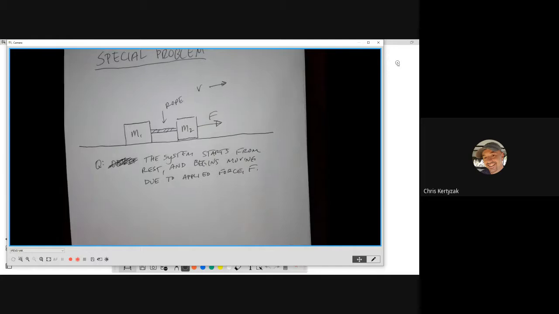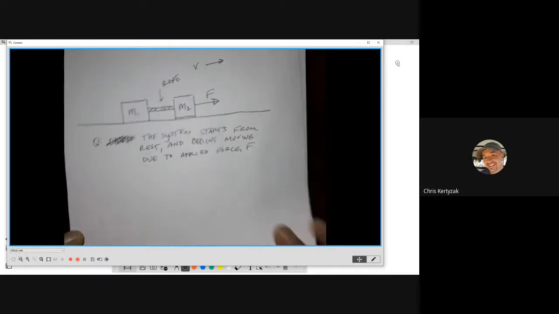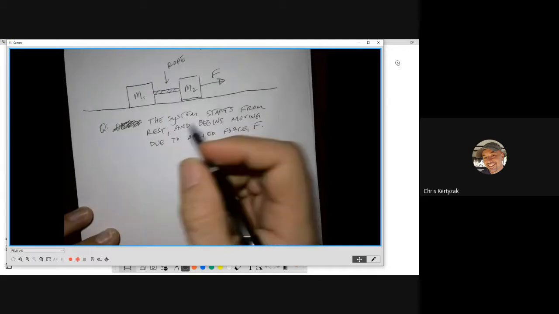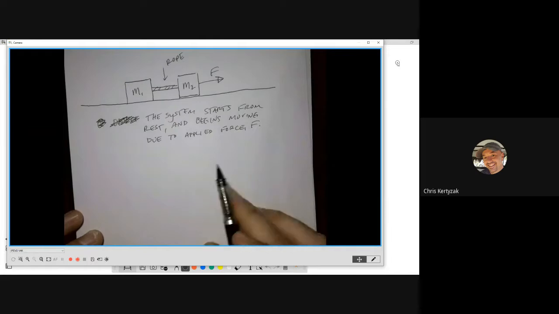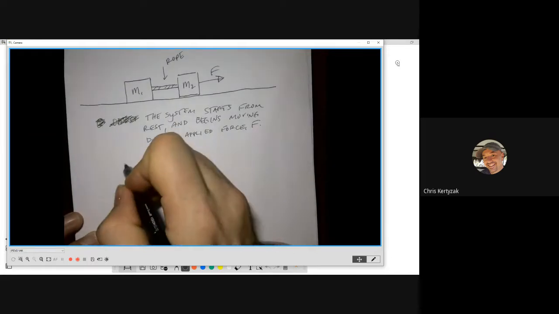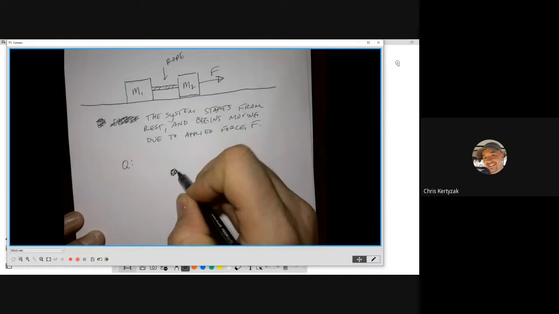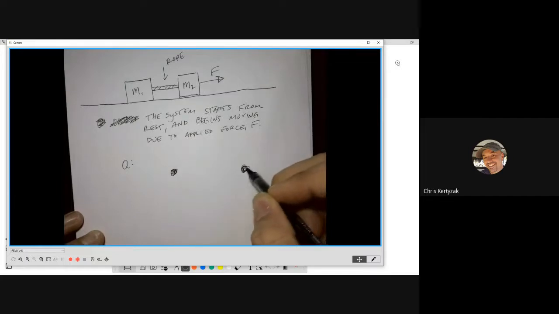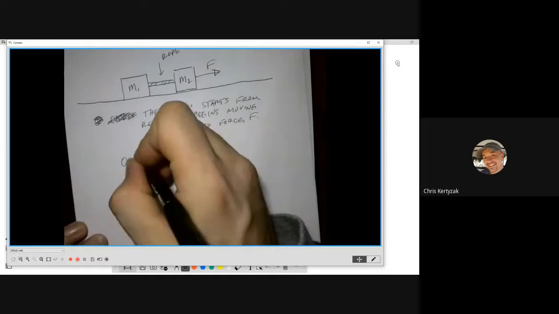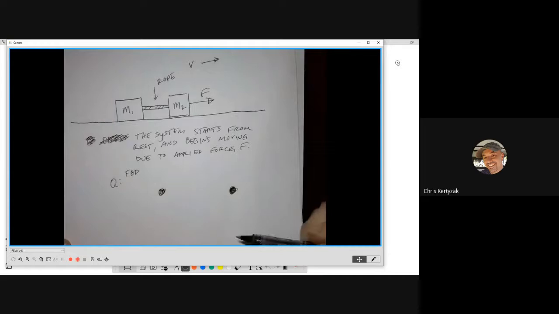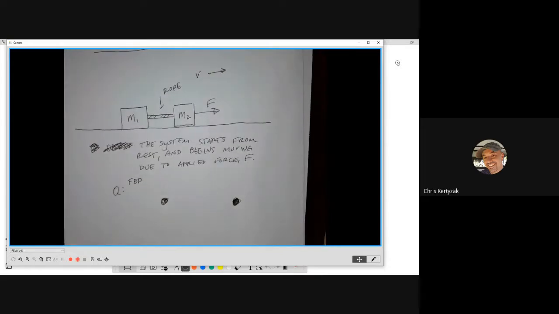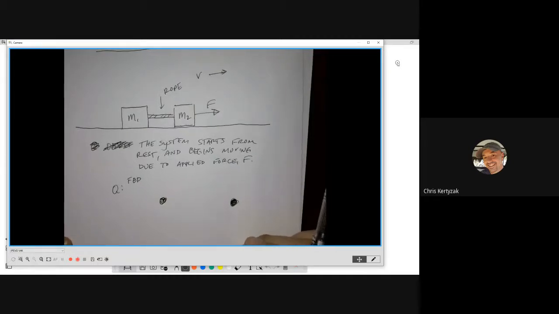All right. Let's start with theirs. It's not really a question either, it's just a statement. System starts from rest and begins moving due to an applied force F. The first question might be, of course it would be, a free body diagram. If this were a free response question, and it does show up. This has been a free response question many years. No guarantee, of course, which ones you'll get on any given year, but this is one of the ones I like.